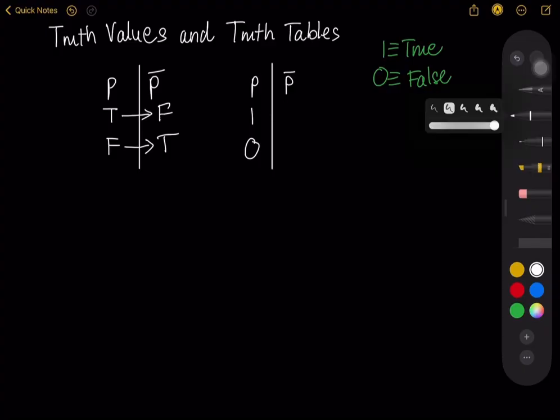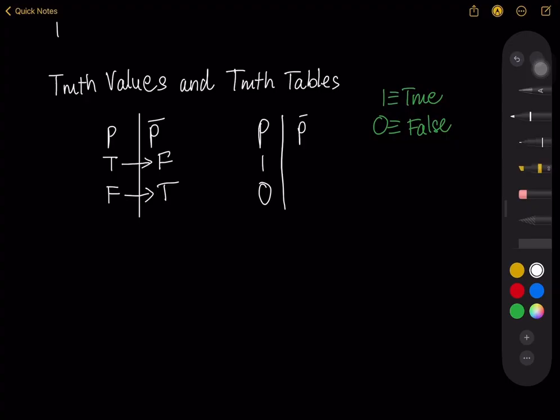Oh, what's happened? That is weird. Oh, I don't know what happened. Okay, so if P is 1, then not P is 0, right? How can it disappear? Oh my god. Panic.